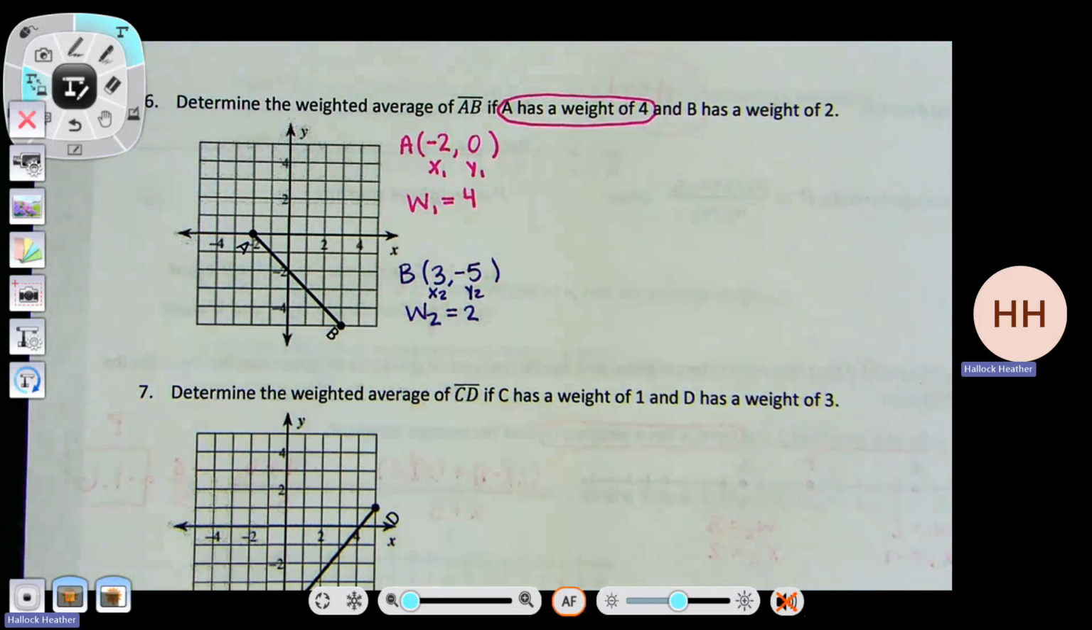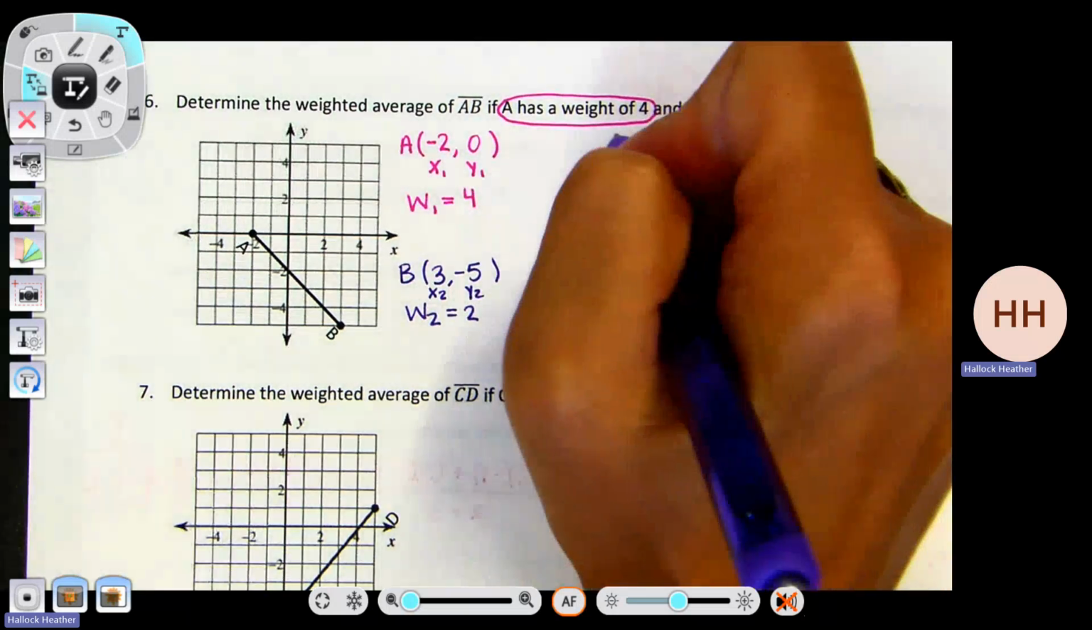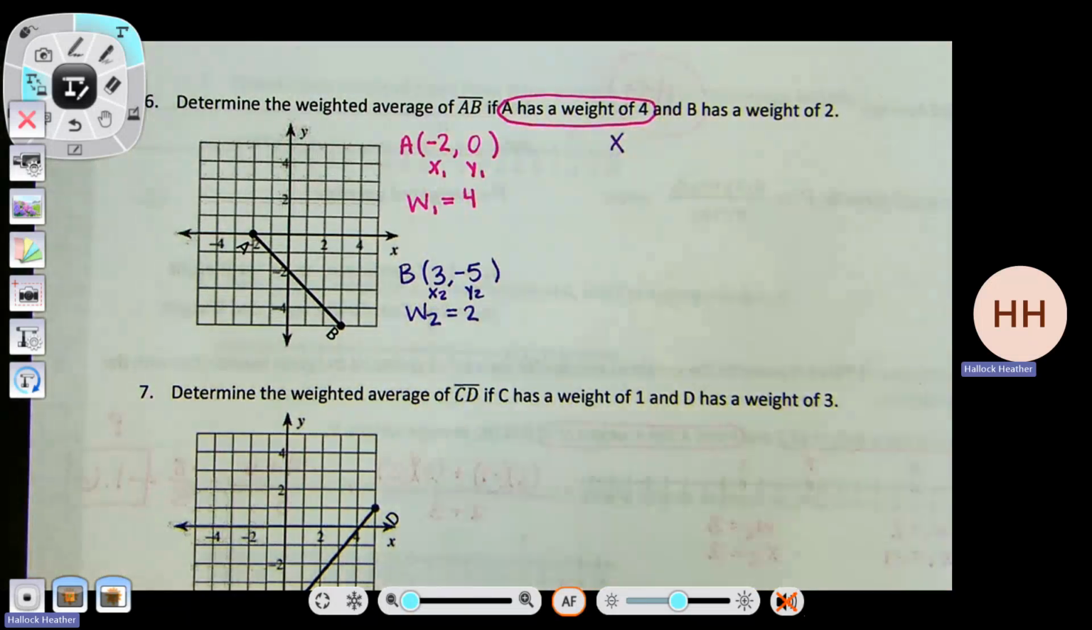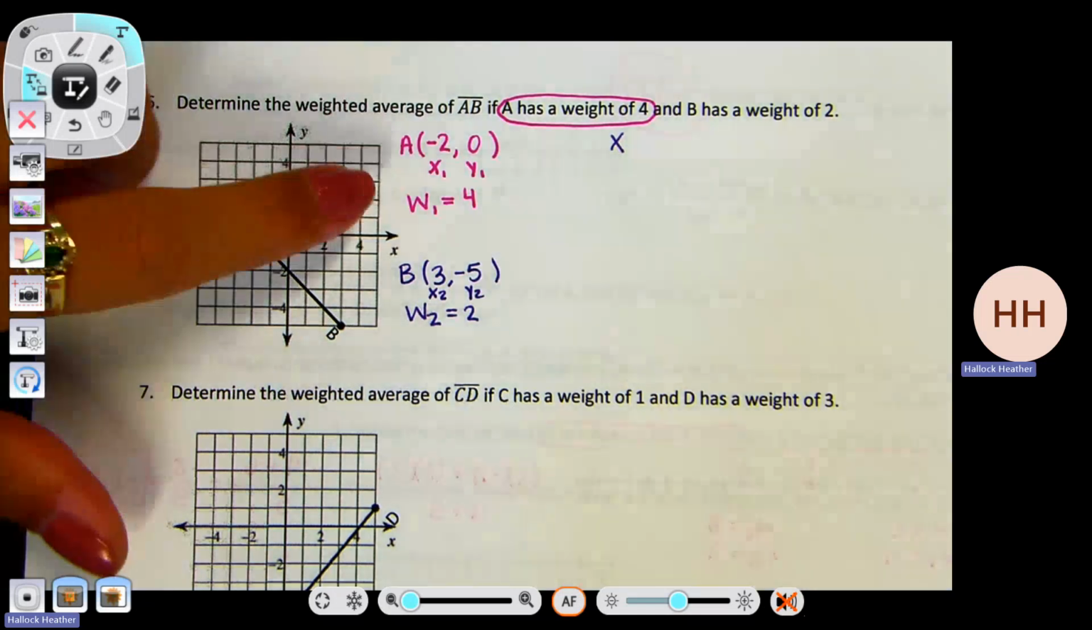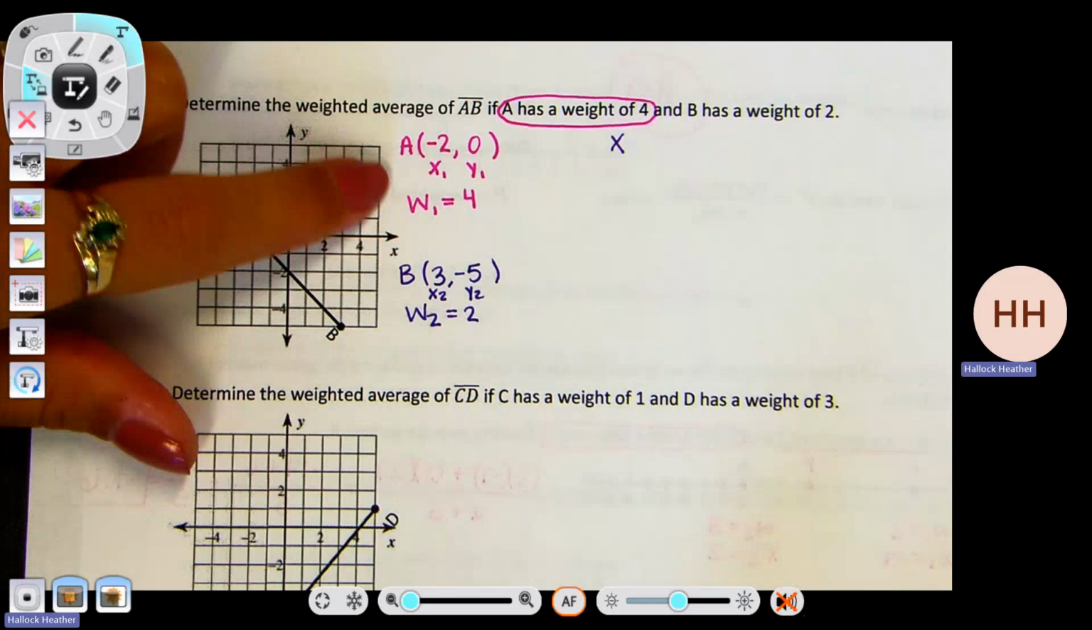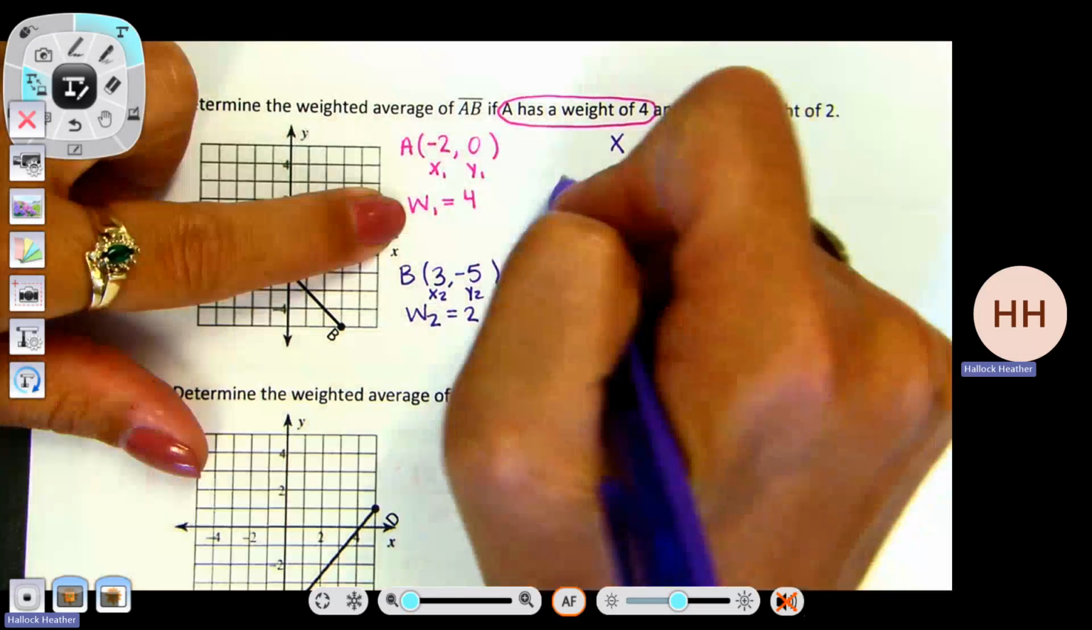Now I'm using just the X's and then I'm using just the Y's. So I'm going to do my X's first. Let's solve for X. For my X, I'm using the same exact formula we just did, which is right here. I'm doing weight 1 times x1, adding weight 2 times x2, and dividing by the weights added together. So I'm using all the x's. Let's use weight 1, which is 4.